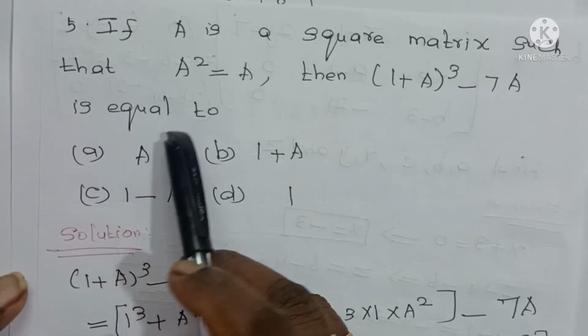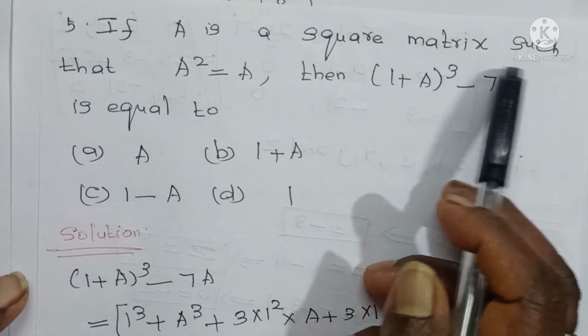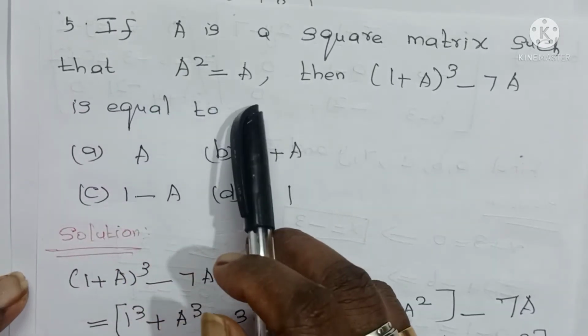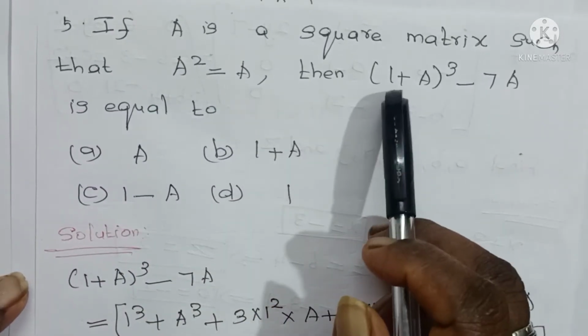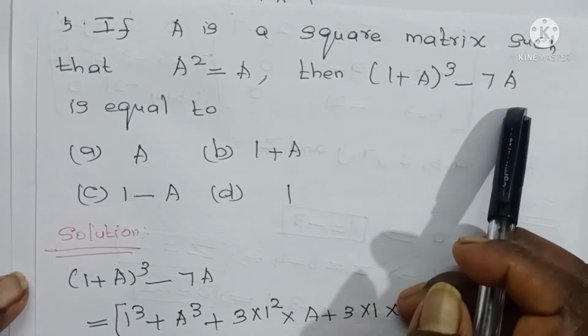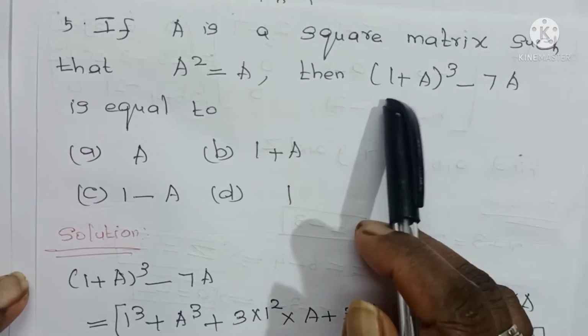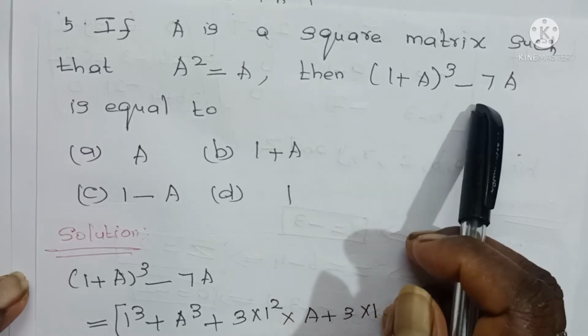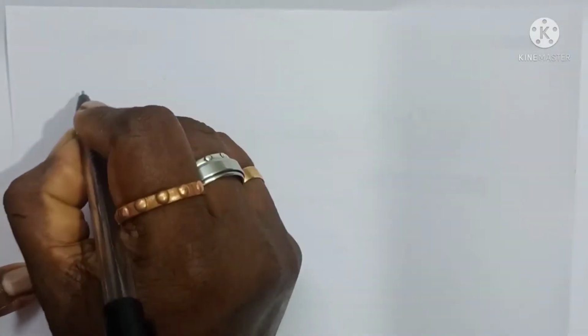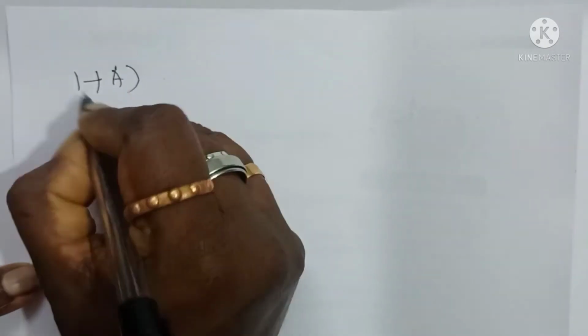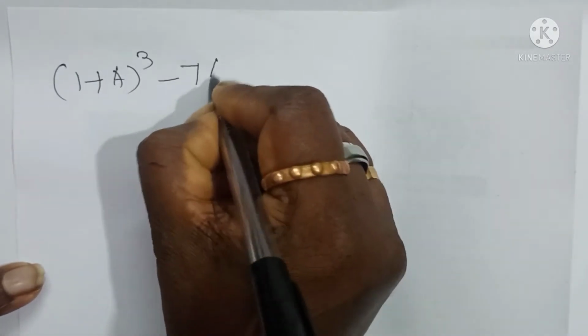Let's move on to the fifth question. If A is a square matrix such that A square is equal to A, then what is (1 plus A) the whole cube minus 7A? They have given four options. We have to find the value of (1 plus A) the whole cube minus 7A.